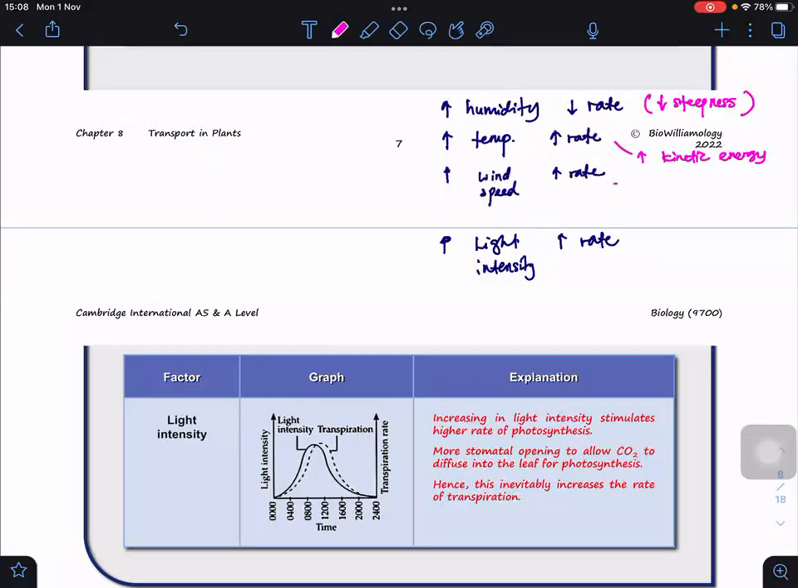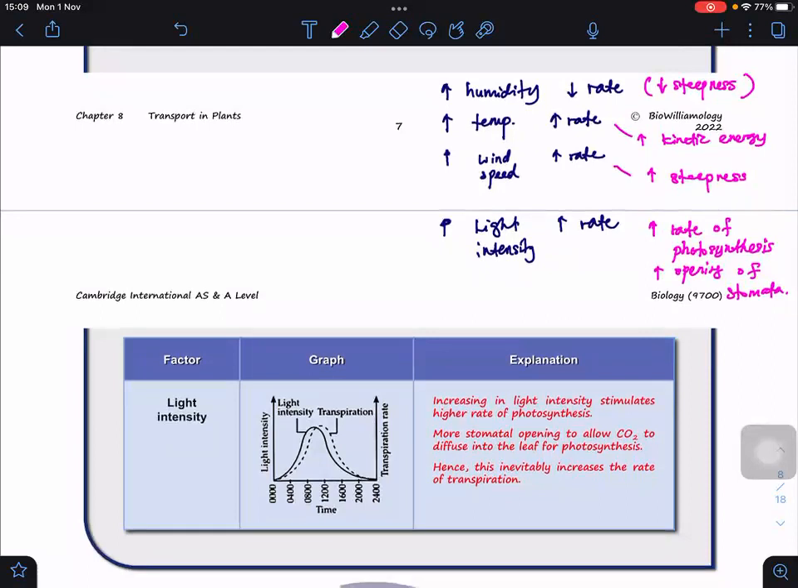Okay, wind speed, we decrease the steepness. Sorry, wind speed increases the steepness, my mistake. And the light intensity increases the rate because of the increase in the rate of photosynthesis, which means an increase in the opening of stomata. Okay, so this is in general.